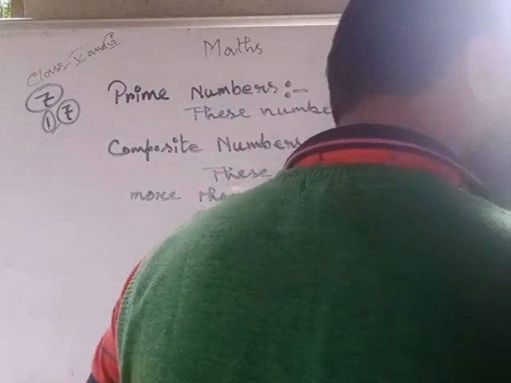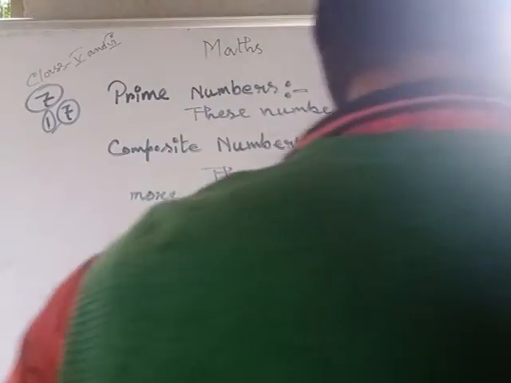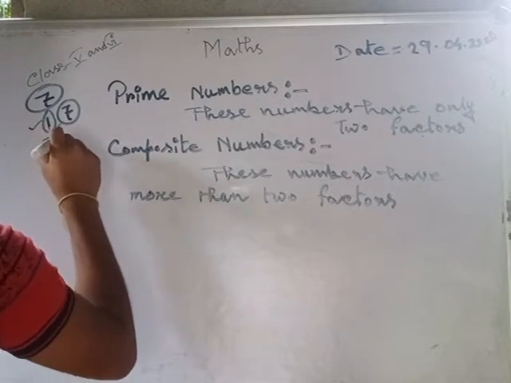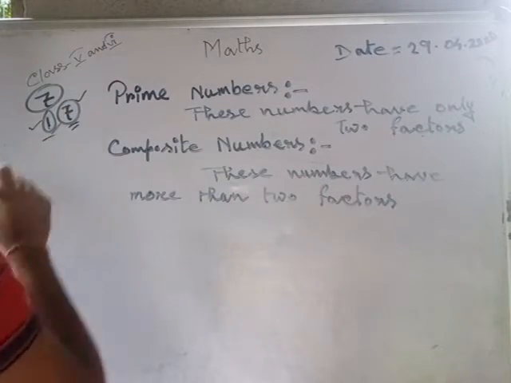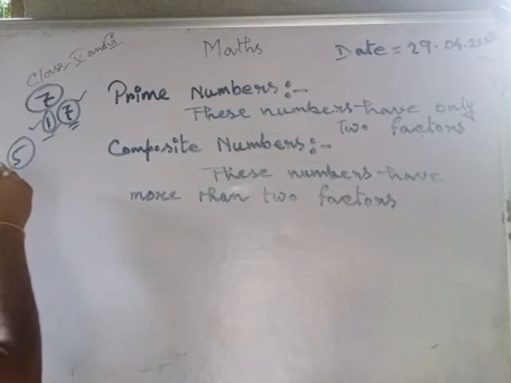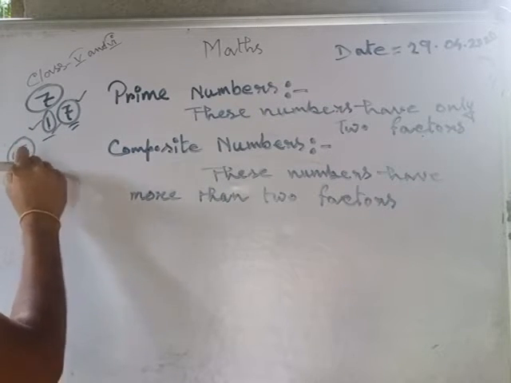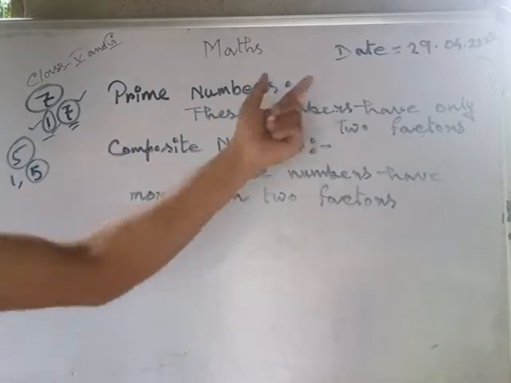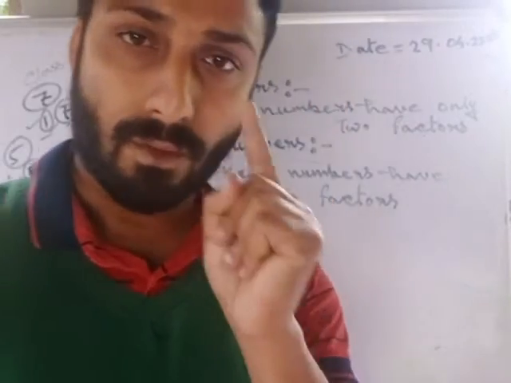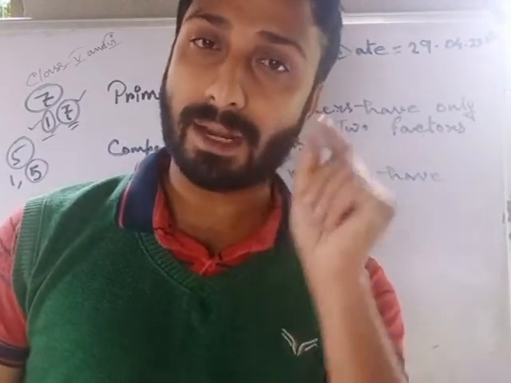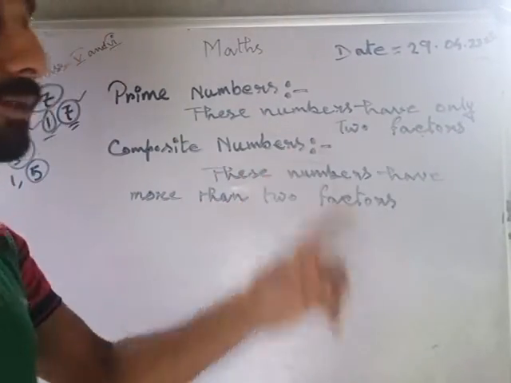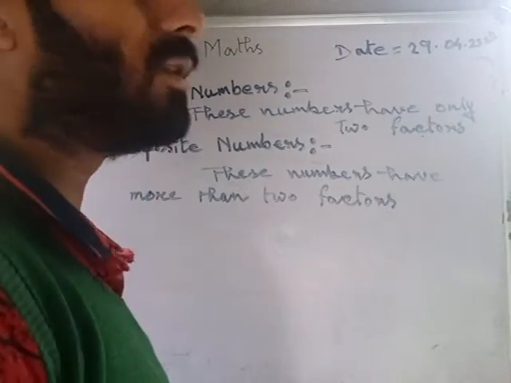One factor is 1 and the other is the number itself. If it is 5, it is also the same: 1 and the number itself. That is called a prime number. That means a prime number has only two factors, 1 and the number itself. Composite numbers have more than two factors.